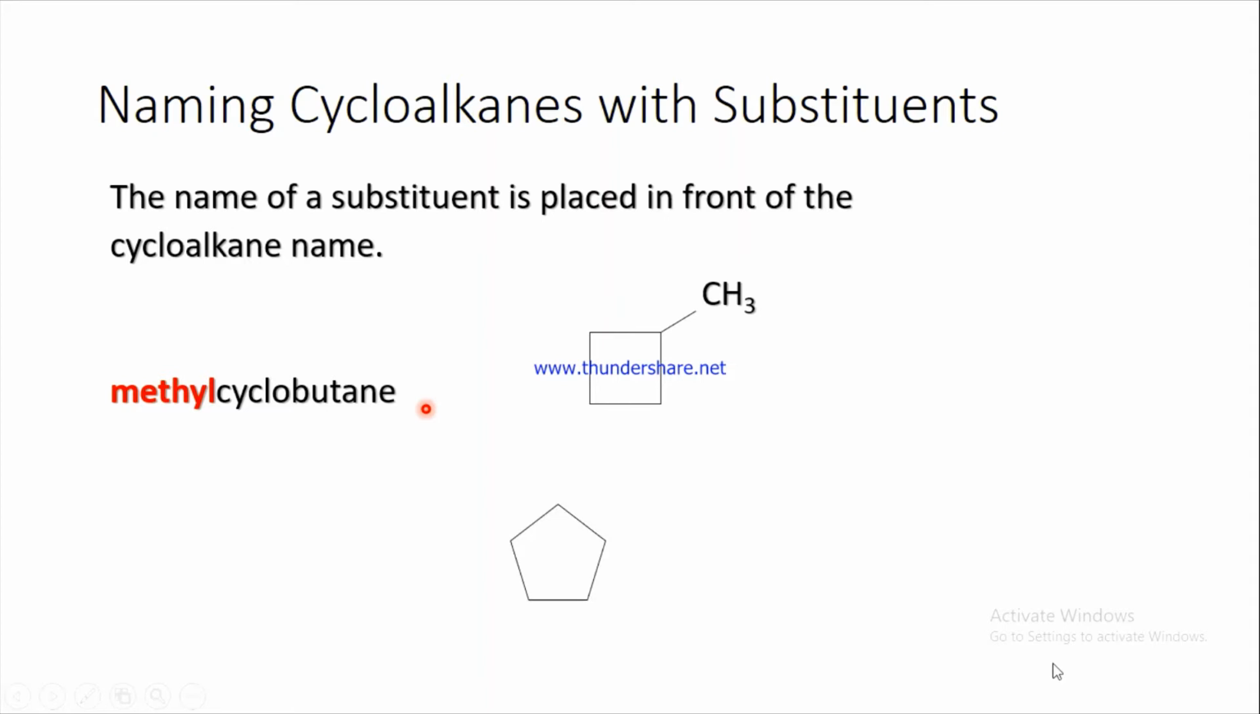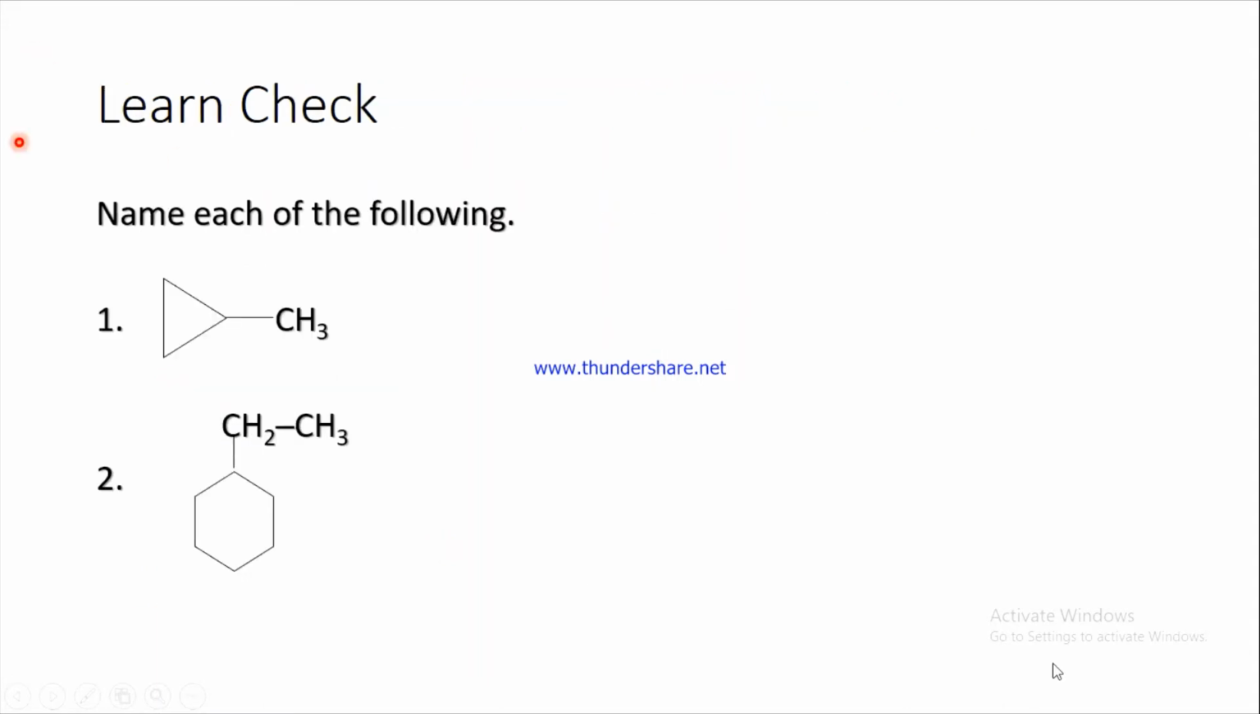As for our next example, we've got here pentane, with a chloro group attached as the substituent. So the name of this compound becomes chlorocyclopentane. You might want to try to name these two compounds, number 1 and number 2. You might consider pausing the video to try this, because the solutions are coming just after this.